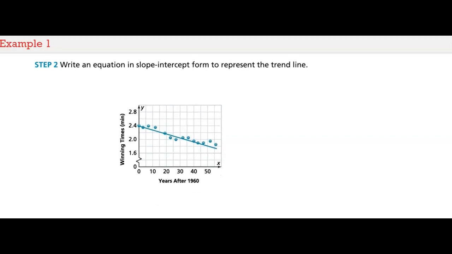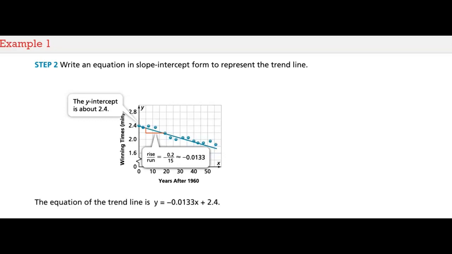Step 2. Write an equation in slope-intercept form to represent the trend line. In order to write an equation for the trend line, we need to know the slope of the line and the y-intercept point. The y-intercept is about 2 4/10. A calculator can help us find the slope. Rise over run is equal to -2/10 divided by 15. The equation of the trend line is y is equal to -133/10,000 times x plus 2 4/10.